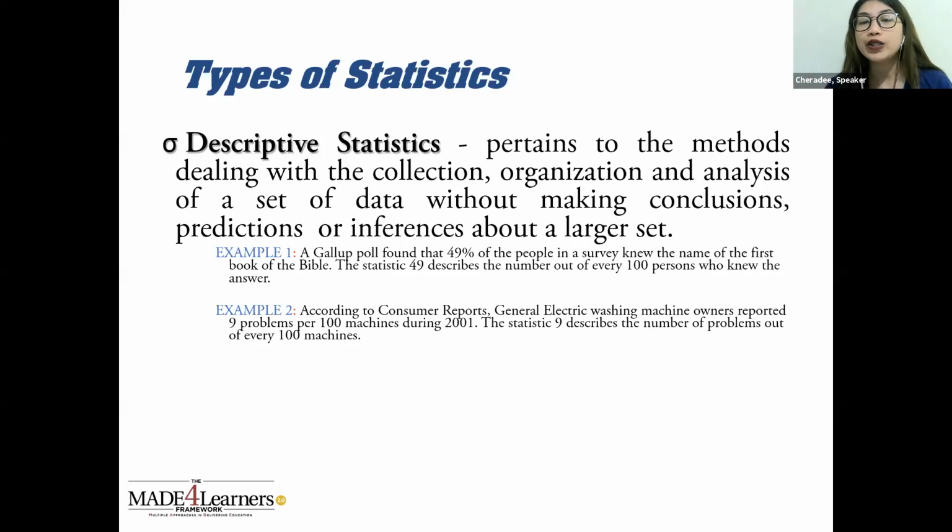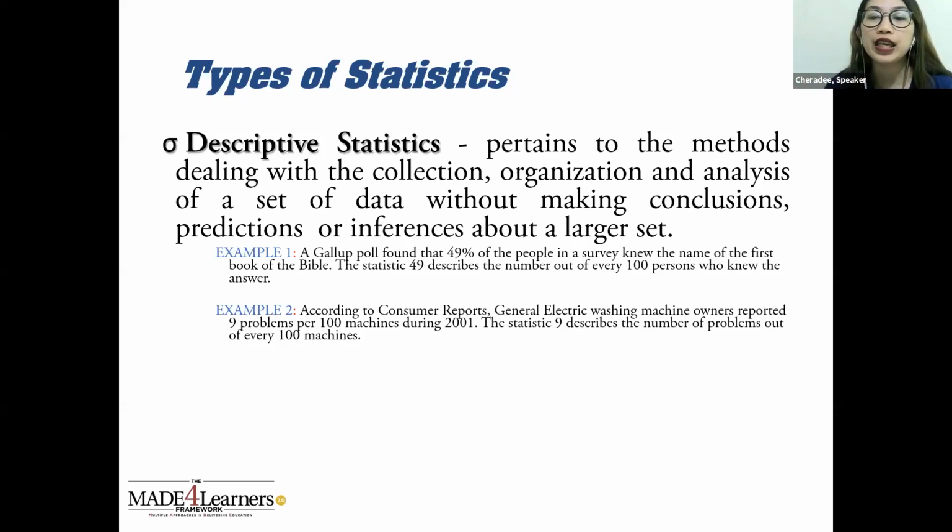Another one, according to Consumer Reports, General Electric washing machine owners reported that 9 problems per 100 machines occurred in 2001. So the 9 there already states that there are actually 9 complaints in every 100 machines. So that is statistics only, just merely describing. All right.